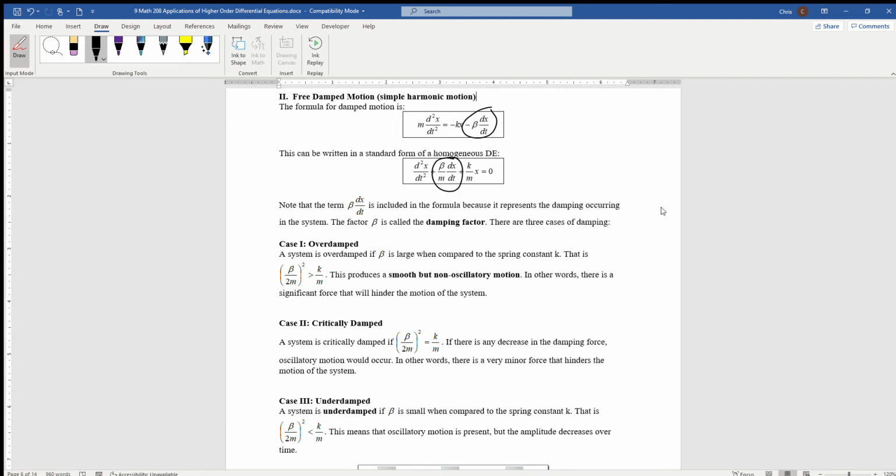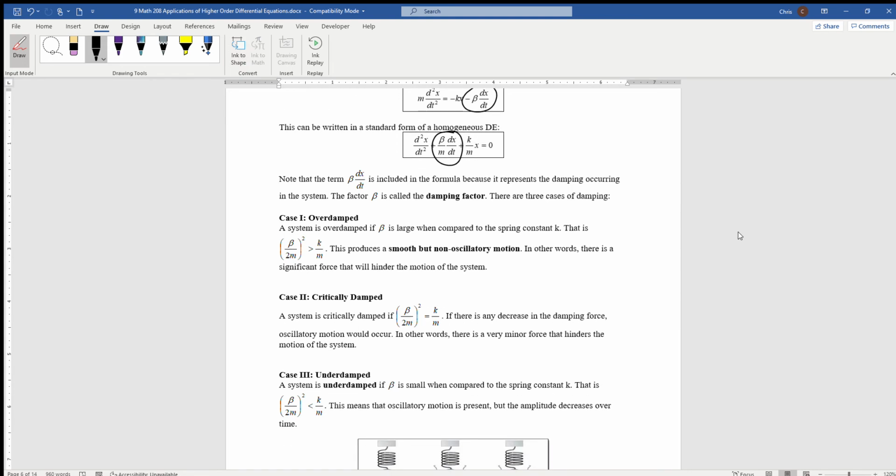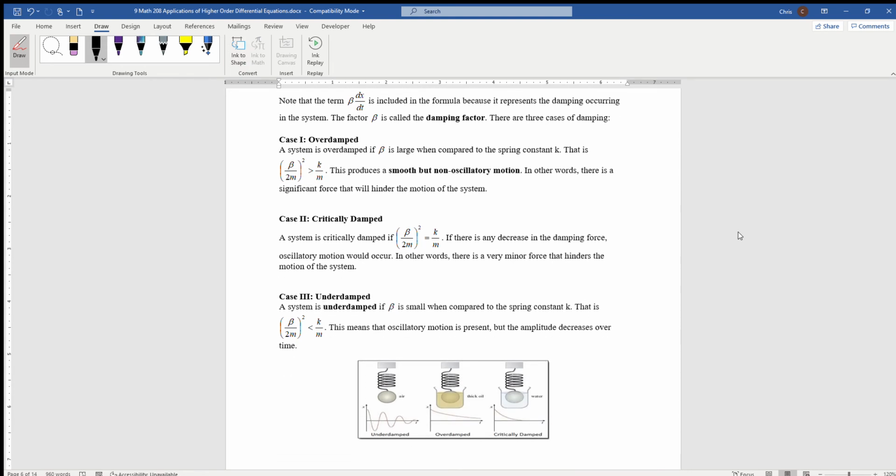The first case is where a system is called overdamped. That's a system where the damping factor is much larger than the spring constant, and eventually it's going to be a significant force that hinders the motion of the system. If you can see in the picture below, in an overdamped system we might have something like a thick oil or something viscous that's going to significantly hinder the system.